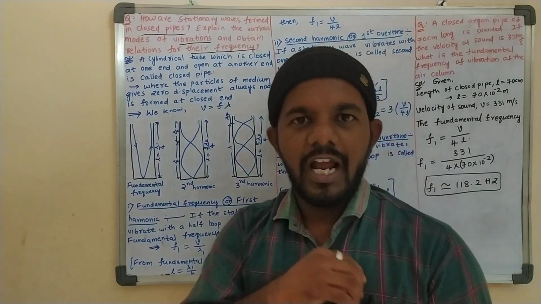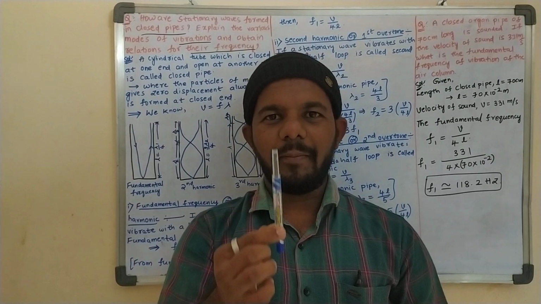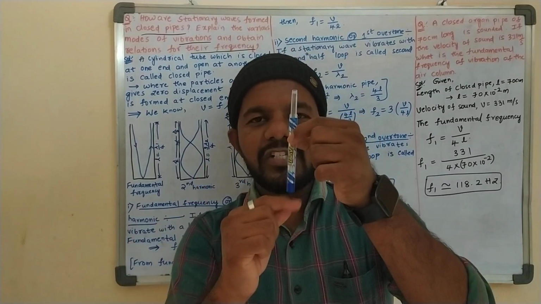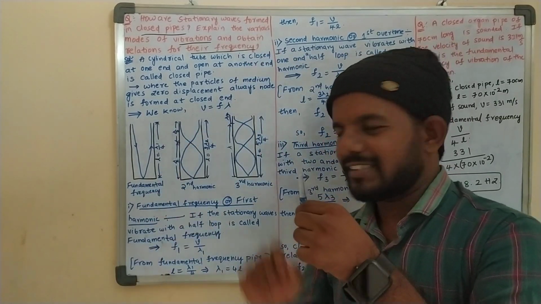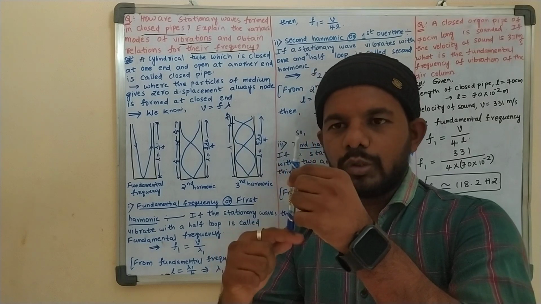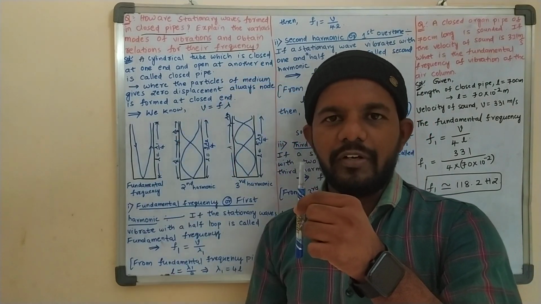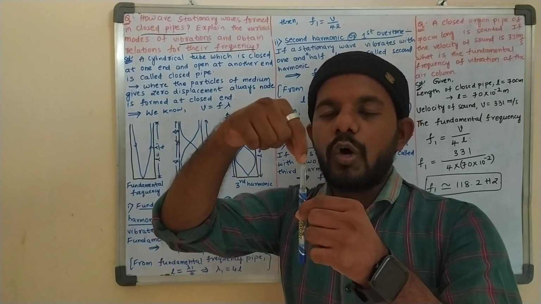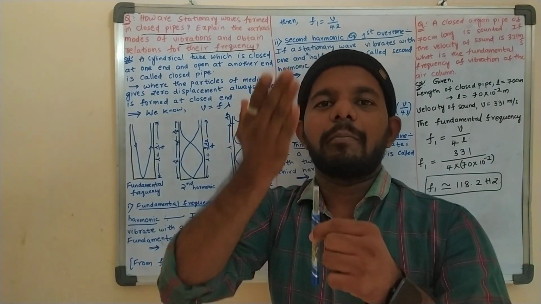So first of all, I'll take this pen as the tube. Here it is closed and here it is open, just like this. If we are producing sound waves here, then how do the sound waves move inside and how do they come back?